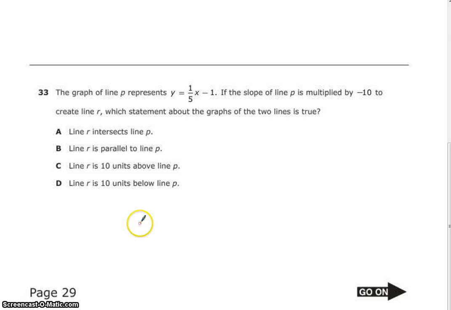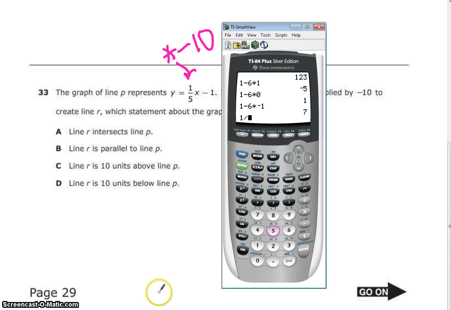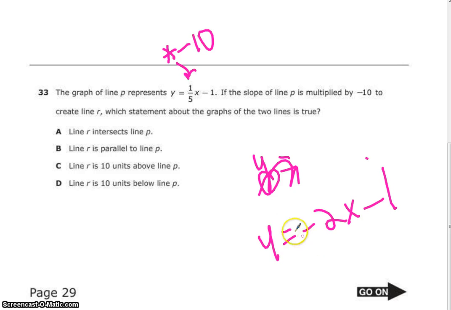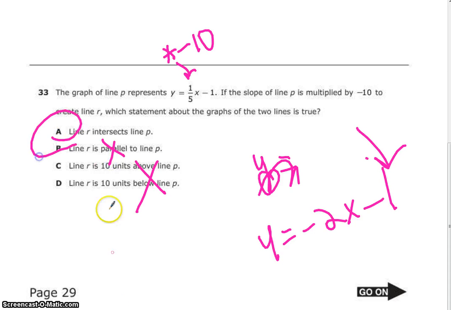Number 33, the graph of line P is this equation. The slope is multiplied by negative 10. So this right here times negative 10. Okay, so we have y is equal to 1/5 times negative 10, and you get negative 2, so it becomes y is equal to negative 2x minus 1. So do they intersect? Are they parallel? Did it go up? Did it go down? I did not change the number at the end, so it did not go up or down. They do not have the same slope. They're not parallel. They're going to intersect.